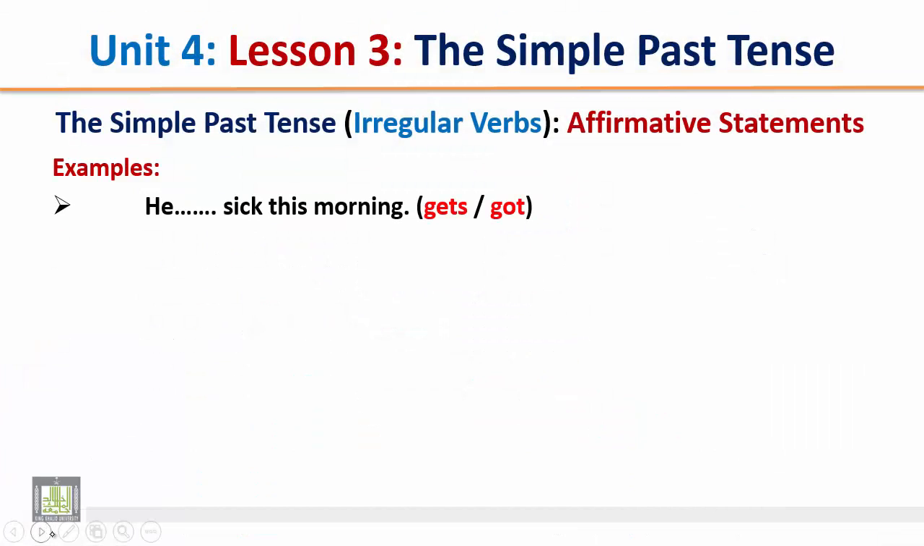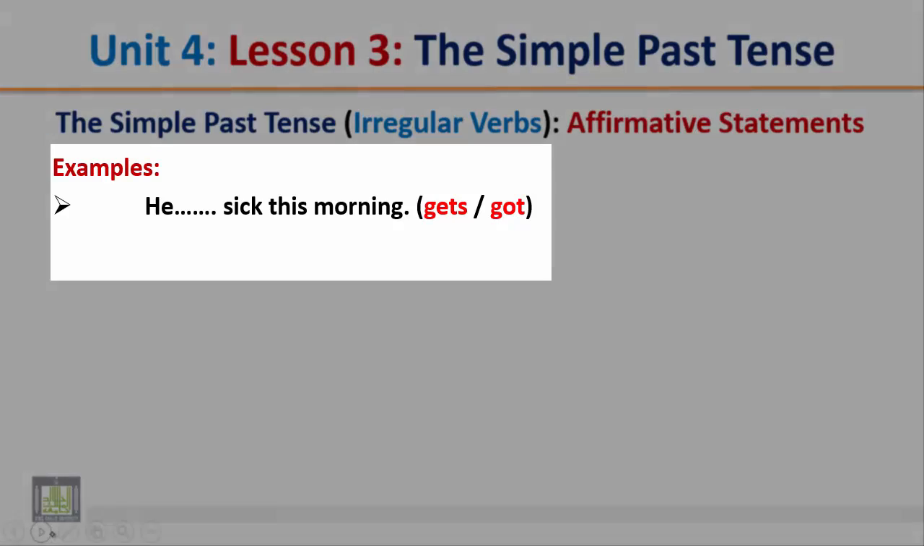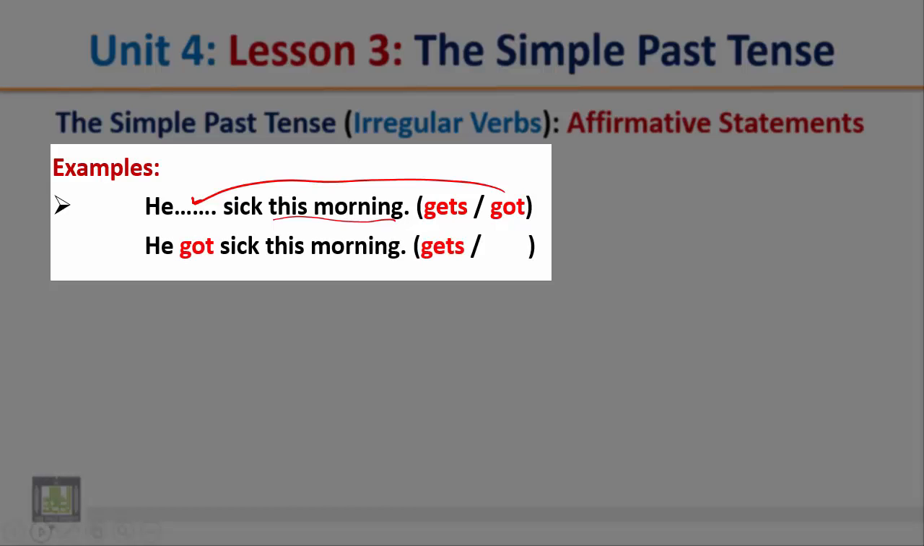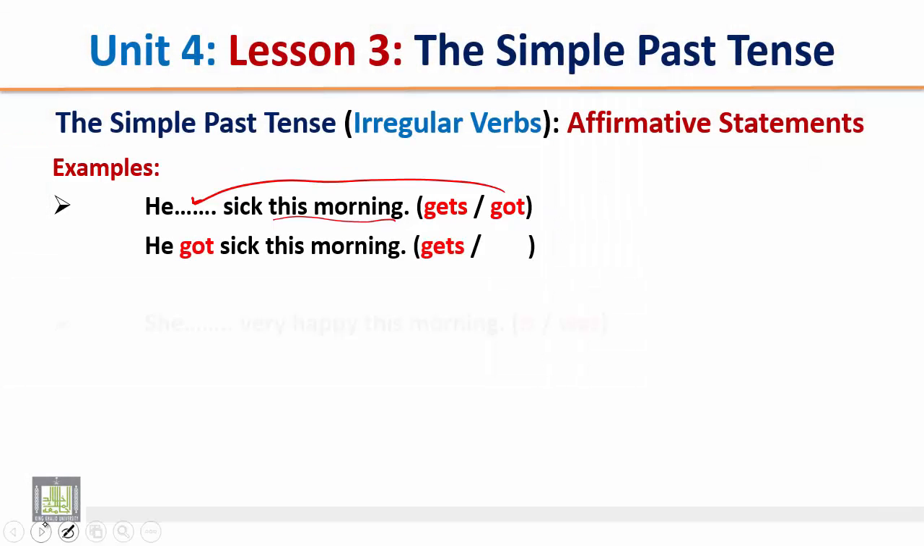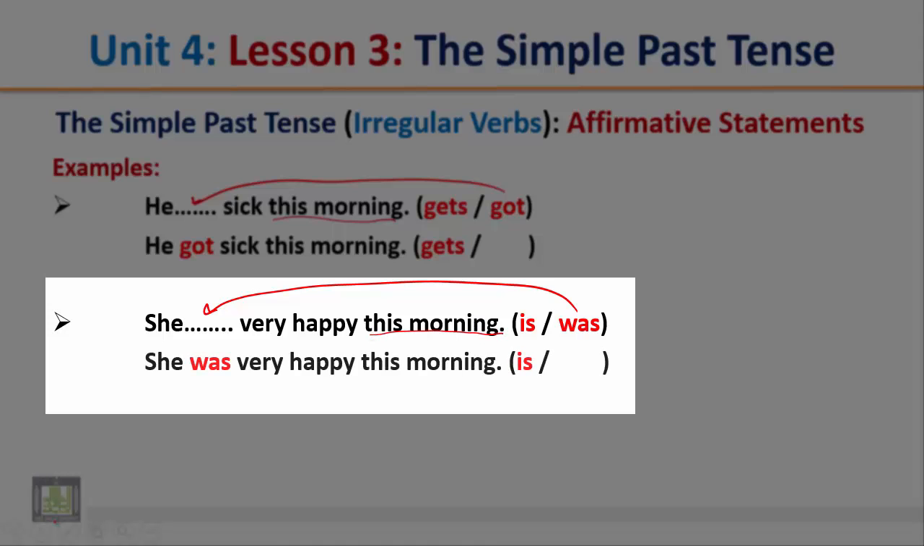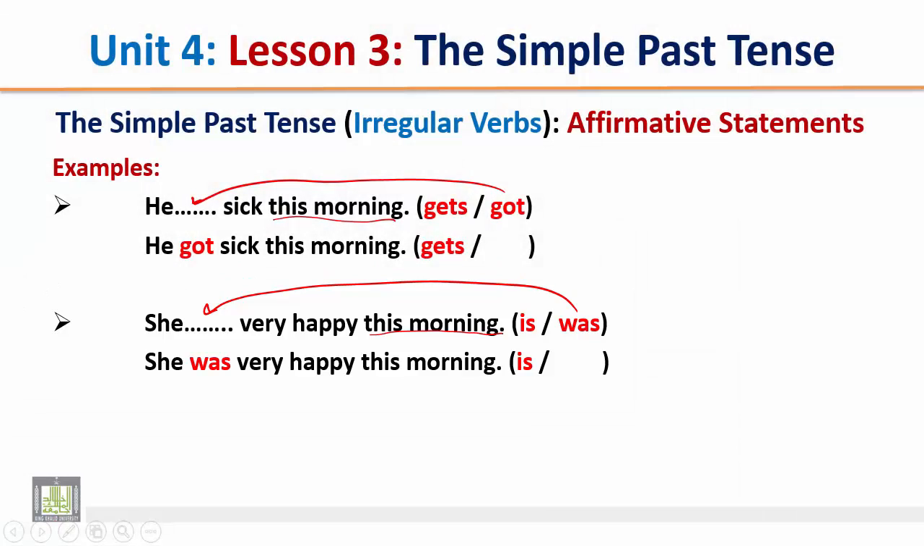More examples. He sick this morning. Which form is correct? Got. Why? Because this morning refers to the past. He got sick this morning. Another example. She very happy this morning. Which form is correct? Was. Again, why? Because this morning refers to the past. She was very happy this morning.